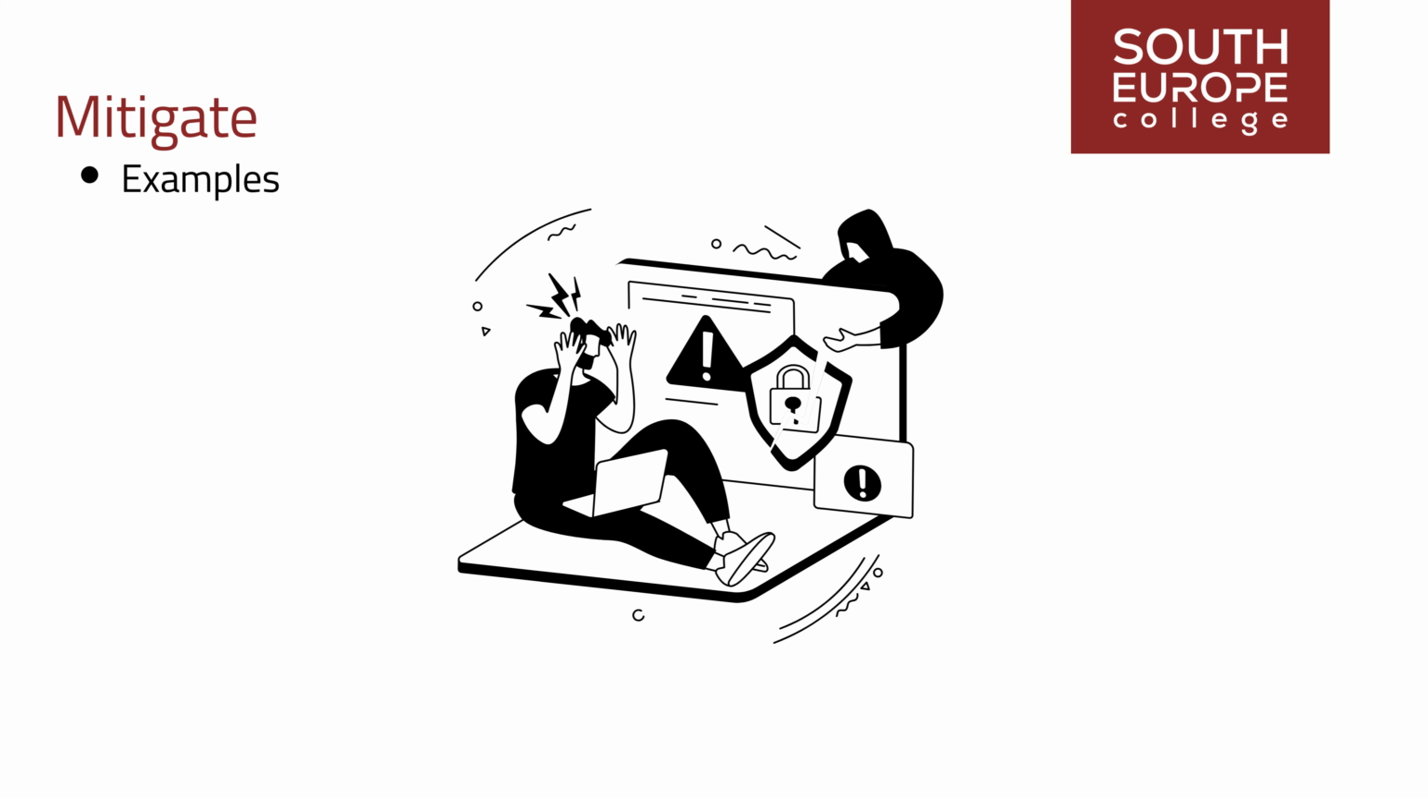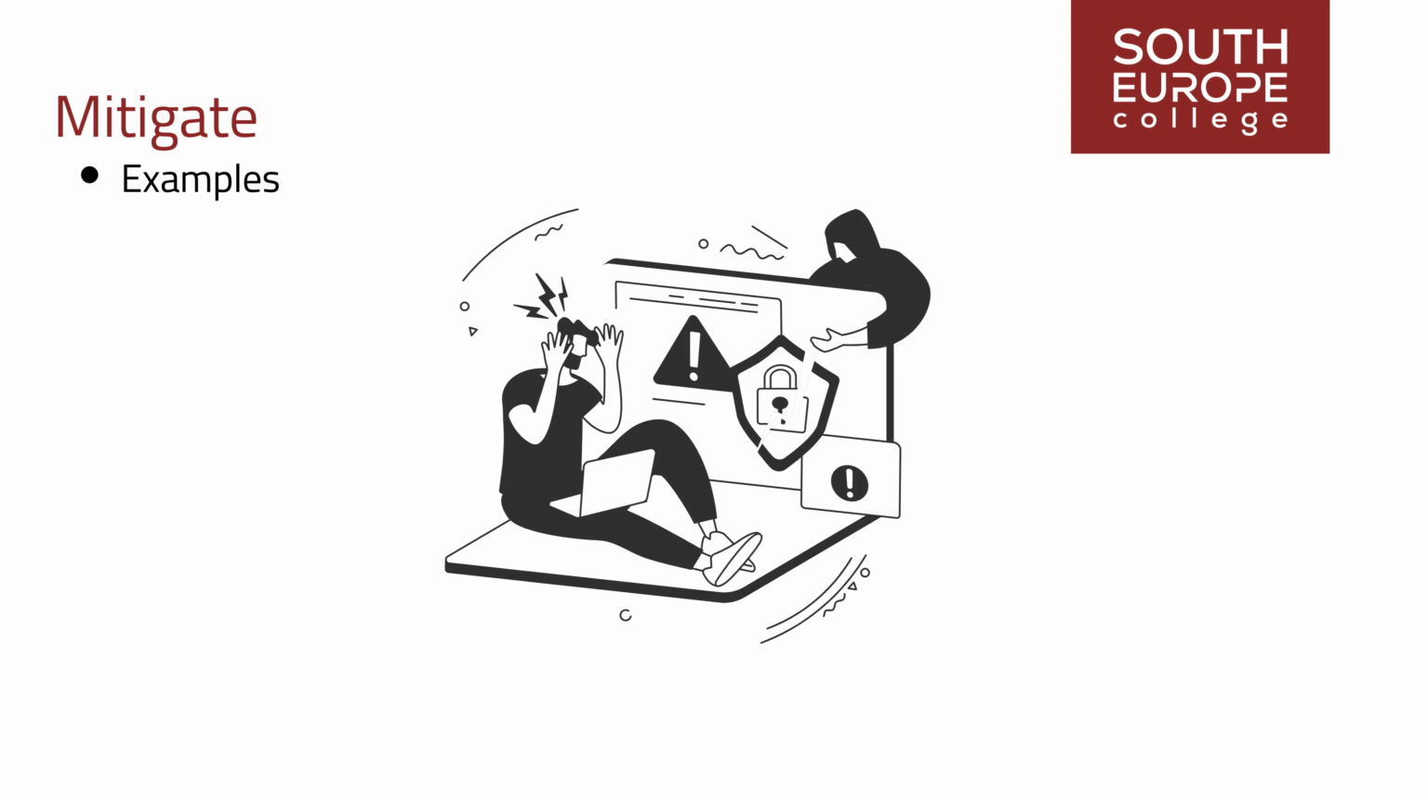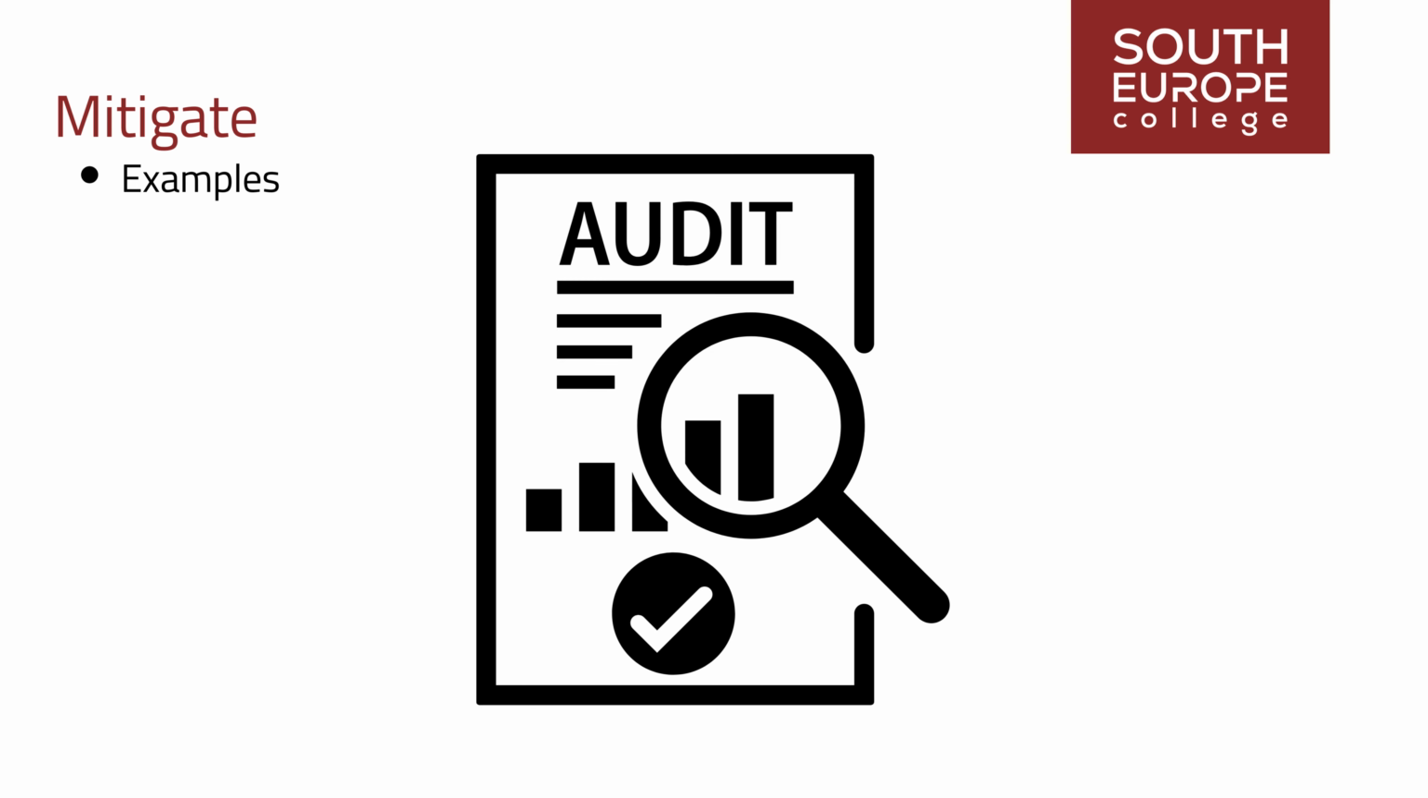Example 2. A software development project faces a risk of cybersecurity breaches compromising sensitive customer data. To mitigate this risk, the team implements robust encryption protocols, conducts regular security audits, and provides ongoing cybersecurity training to staff to enhance awareness and vigilance against potential threats.